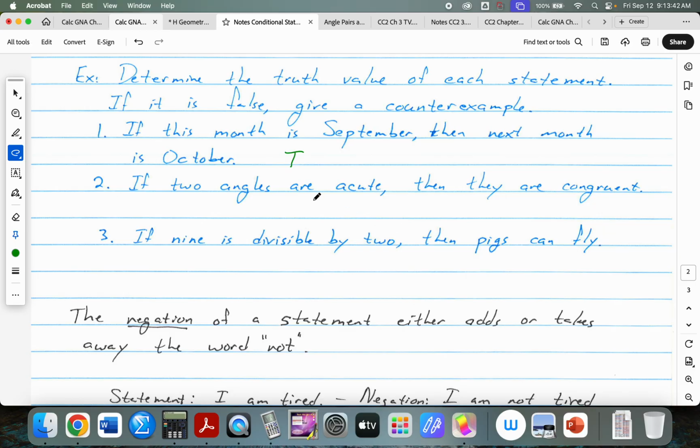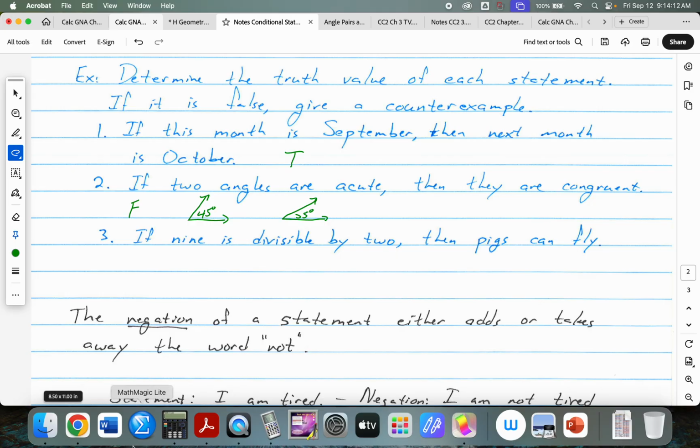If two angles are acute, then they are congruent. False. All right, can you give me a counterexample? One could be 45 and one could be 35. So this angle is 45. I'll try and make this one look a little smaller. And this one's 35. That is a counterexample.